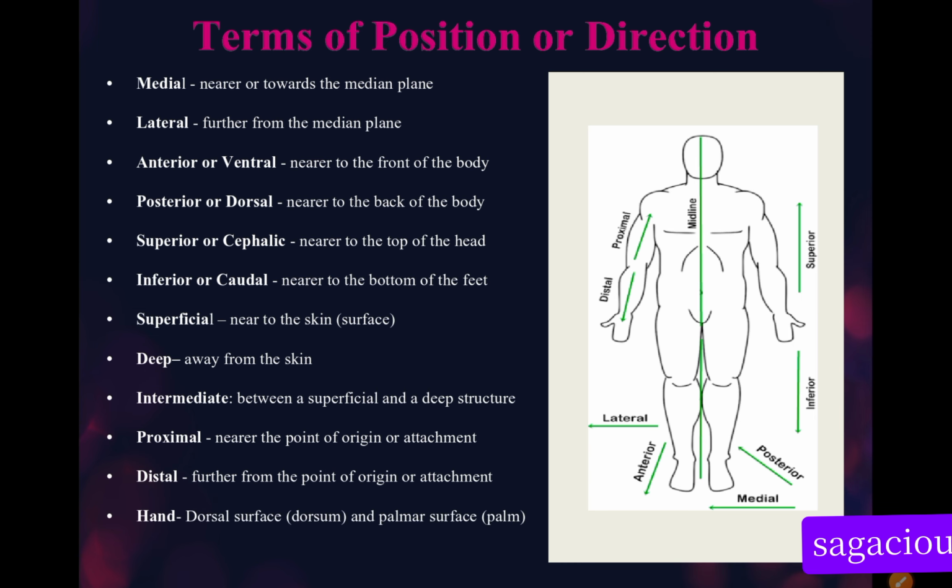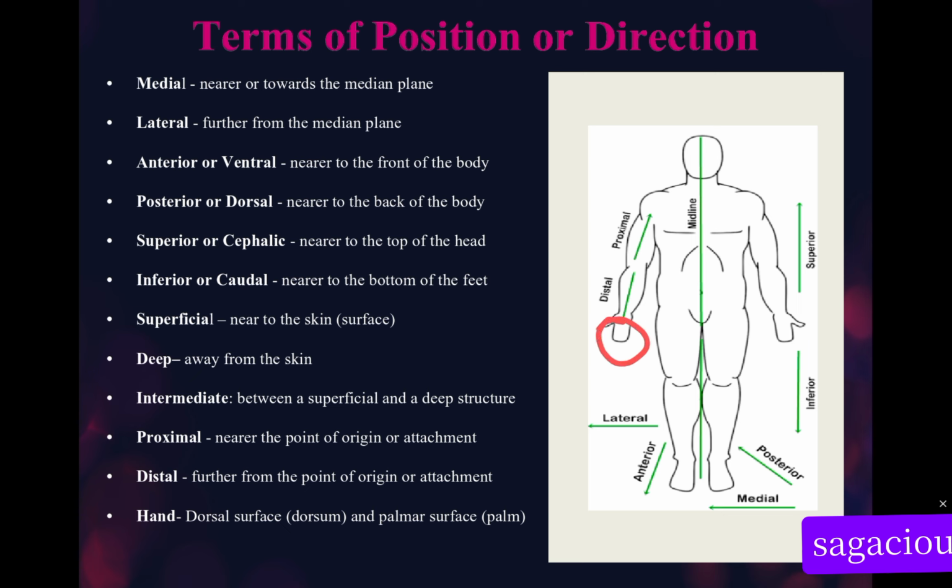Now we have the hand, and we have the dorsal surface. The Greek word is dorsum. And the palmar surface, the Greek word is palm. When you stand in anatomical position, as we have already discussed in this video, the region of the hand that you can see anteriorly, we said is the palm. So this is the palm of the hand.